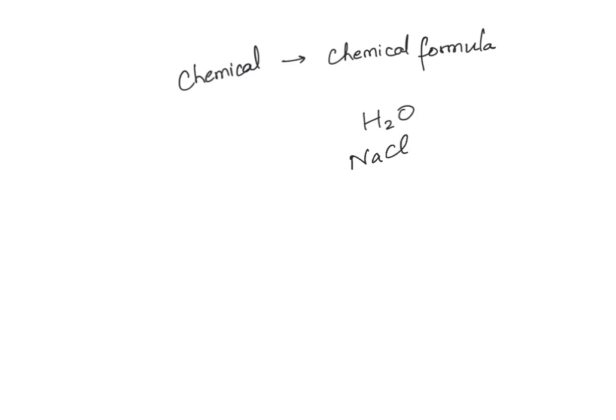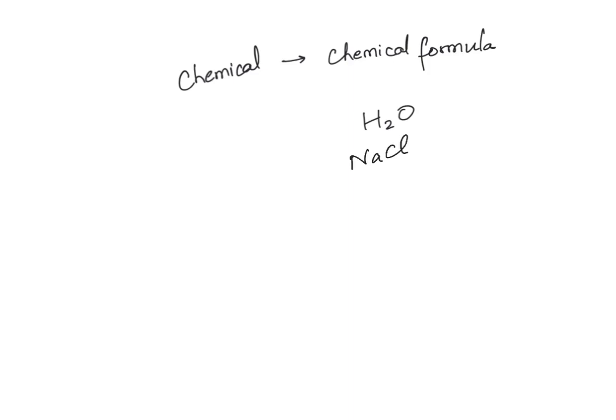Now, one of the things that we have learned before and also over the past couple of chapters is that any type of chemical is represented by a chemical formula. What are examples of chemical formulas? H2O, the chemical formula of water. NaCl, the chemical formula of sodium chloride, right? So these are all represented. Any chemical is represented as a chemical formula.